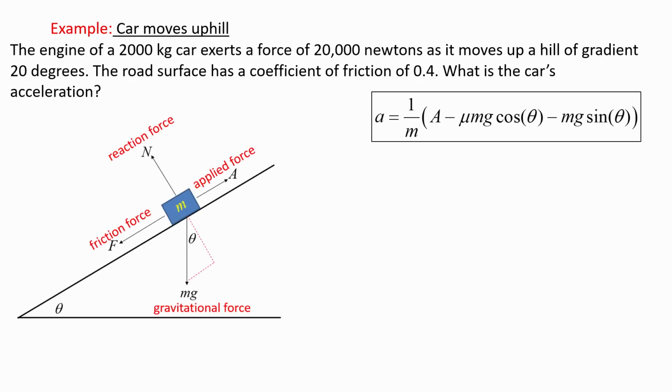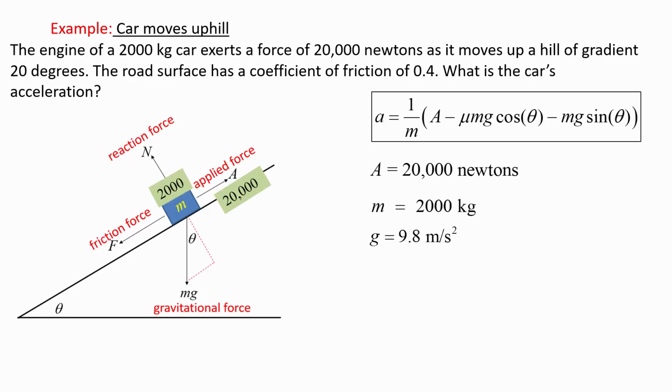Here's our diagram for the car moving uphill. As before, we have the applied force, we have the frictional force acting downward, the reaction force, and the gravitational force. The acceleration that we obtained earlier for the motion up the hill is shown. We will now substitute our known values. The applied force is 20,000 newtons. The mass of the car is 2,000 kilograms. The gravitational acceleration is 9.8 meters per second squared. The angle of the sloping plane to the horizontal is 20 degrees, and the coefficient of friction is 0.4.